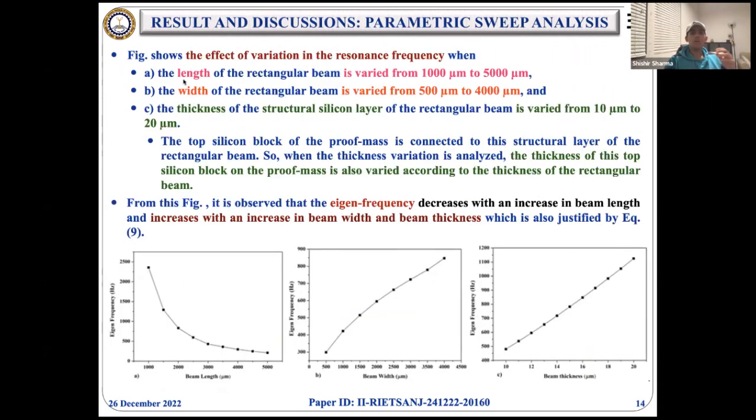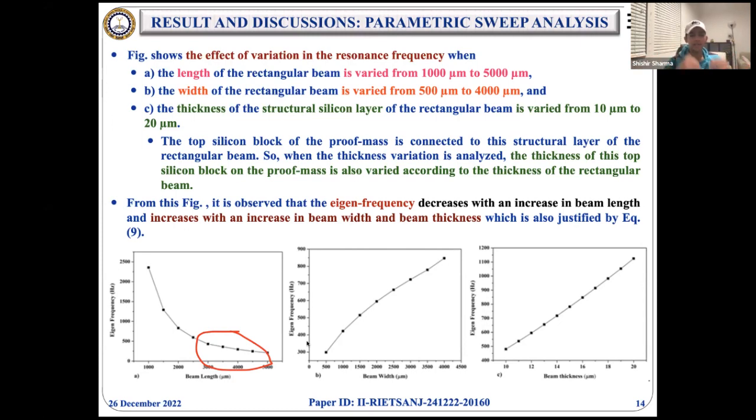Now, the results and discussion of the analysis: with the change in length, width, and thickness, we try to observe everything, like how the eigenfrequency and electric potential change. And as you can see here, with the increase in beam length, the eigenfrequency decreases, but it becomes constant around 3,000 to 5,000. That's why we chose 2,500, because that's where it starts getting constant.